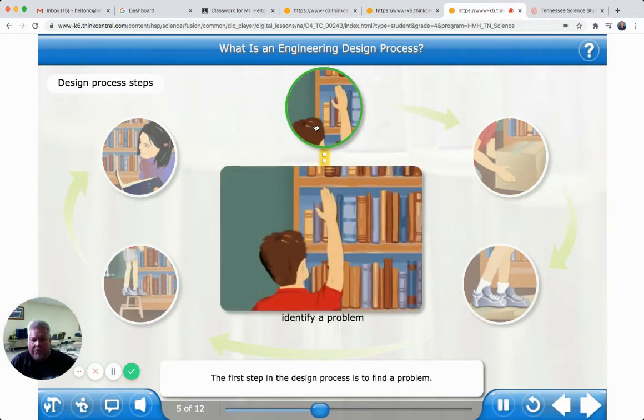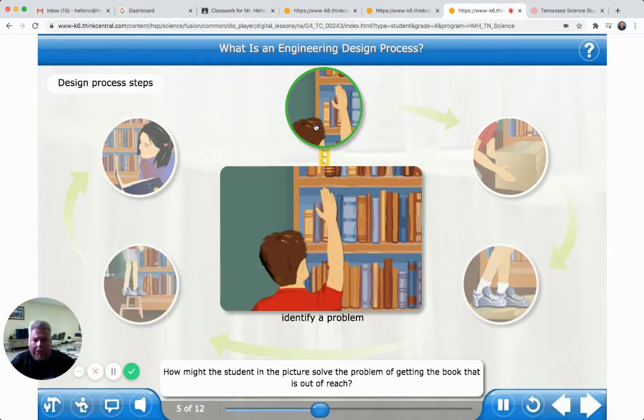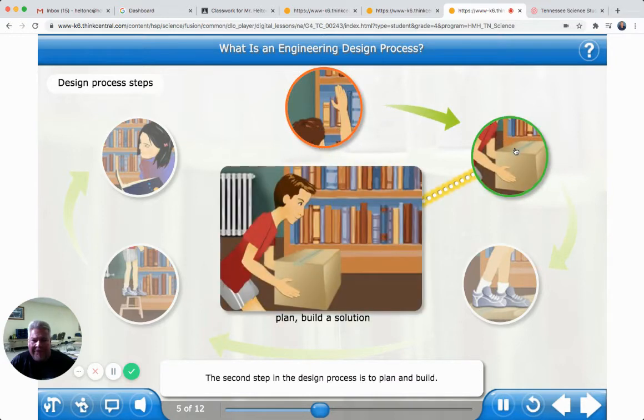The first step in the design process is to find a problem. We encounter simple and difficult problems every day that we must solve. How might the student in the picture solve the problem of getting the book that is out of reach? What would you do?